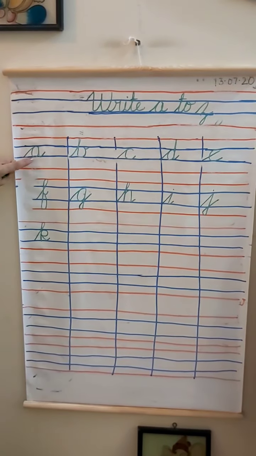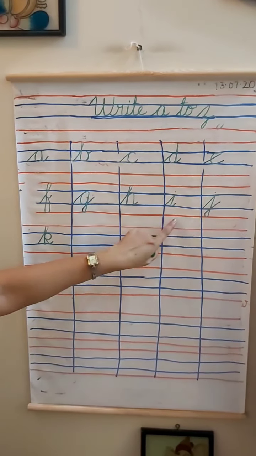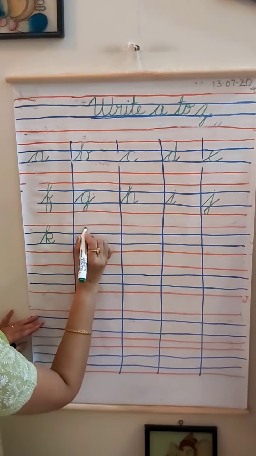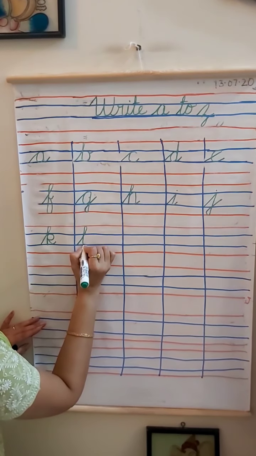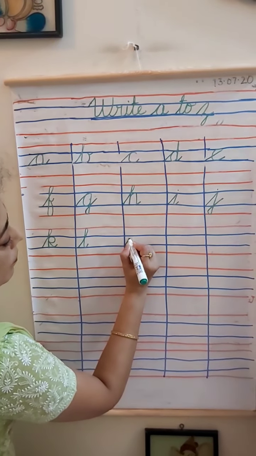We'll read it again. A, B, C, D, E, F, G, H, I, J, K, L. L is very easy to write. Everyone knows how to write L. L. After L comes M.